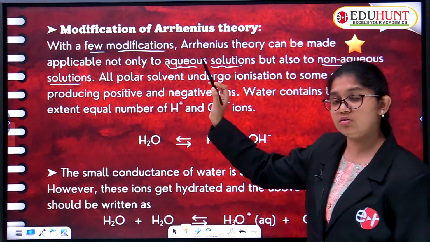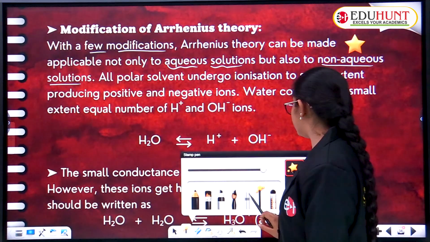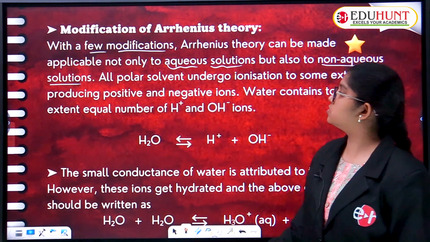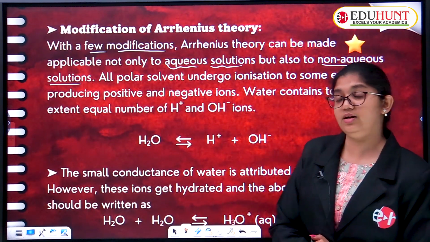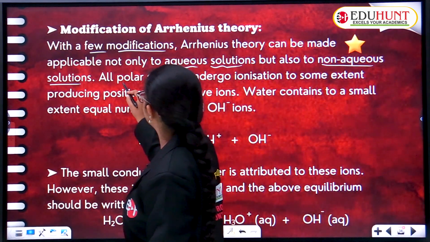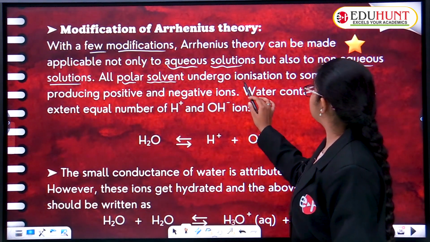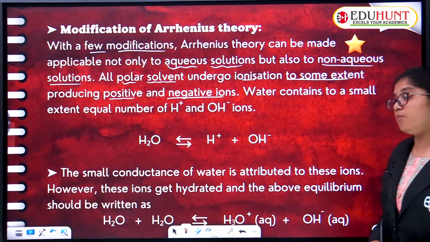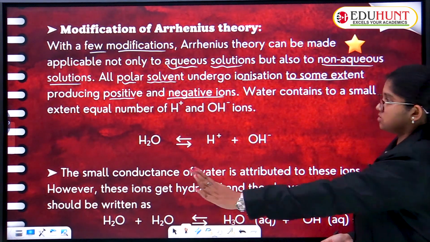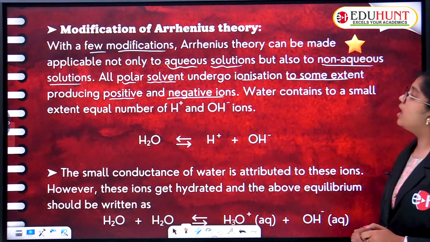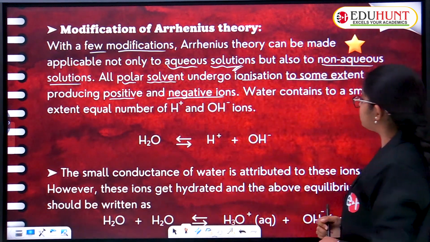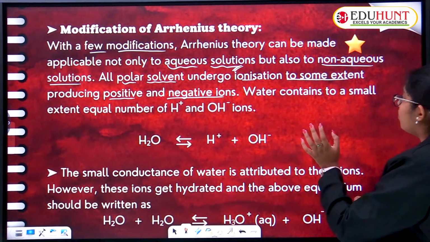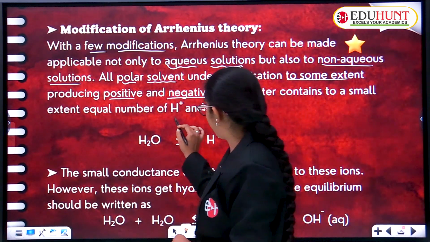Before, non-aqueous was not there, that was the limitation, right? But after modifications, non-aqueous mediums are also represented in the modified Arrhenius theory. Okay, and all polar solvents undergo ionization to some extent, producing positive and negative ions. Polar solvents and non-polar solvents have different concepts, children. Here it is talking about polar solvents. All polar solvents undergo ionization to some extent, producing positive and negative ions respectively, and water contains, to a small extent, an equal number of H plus and OH minus ions.